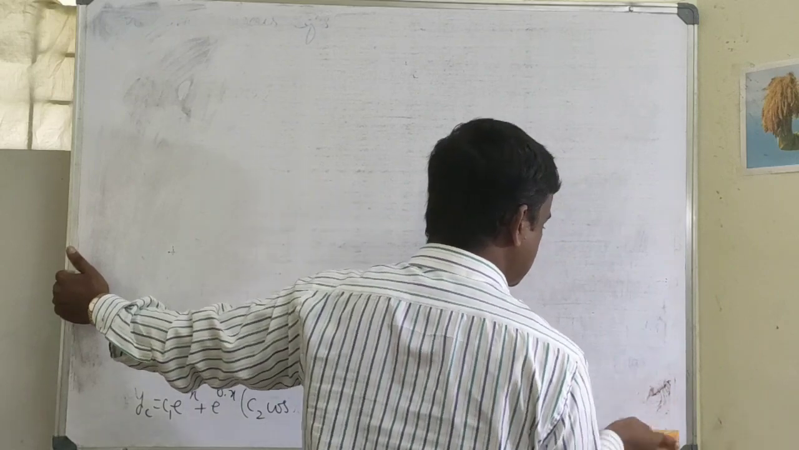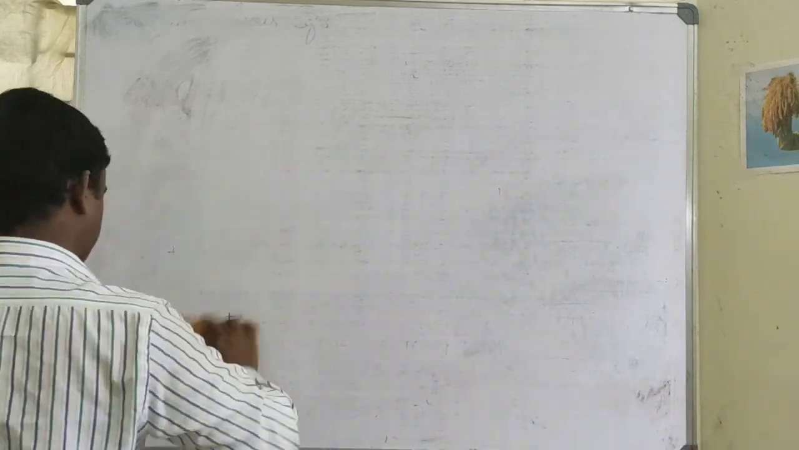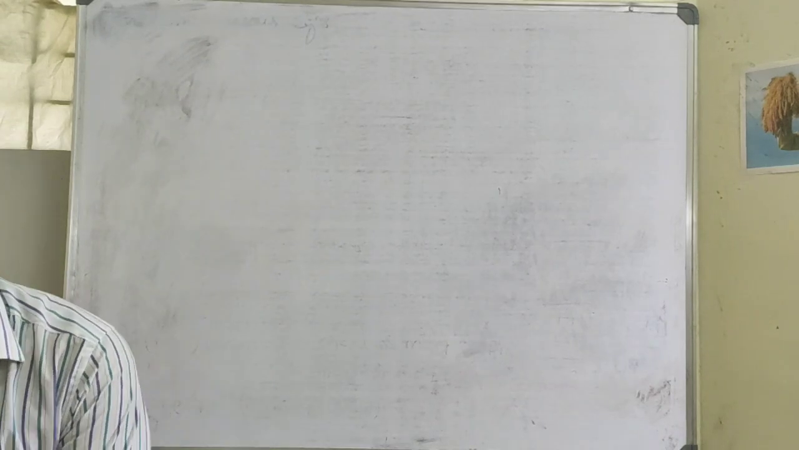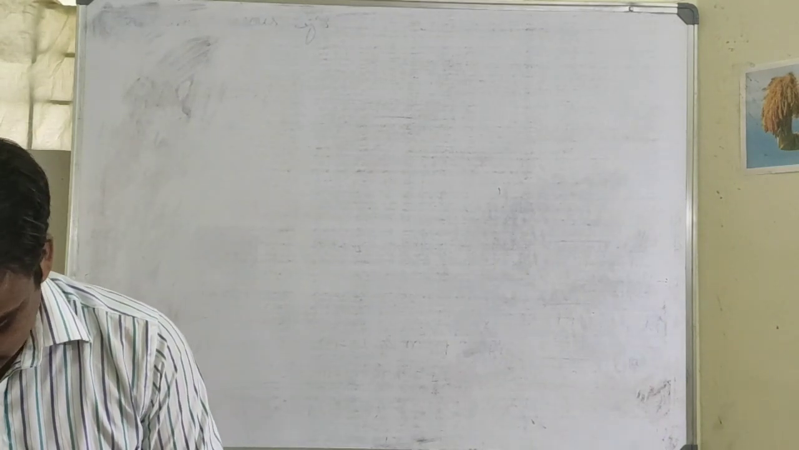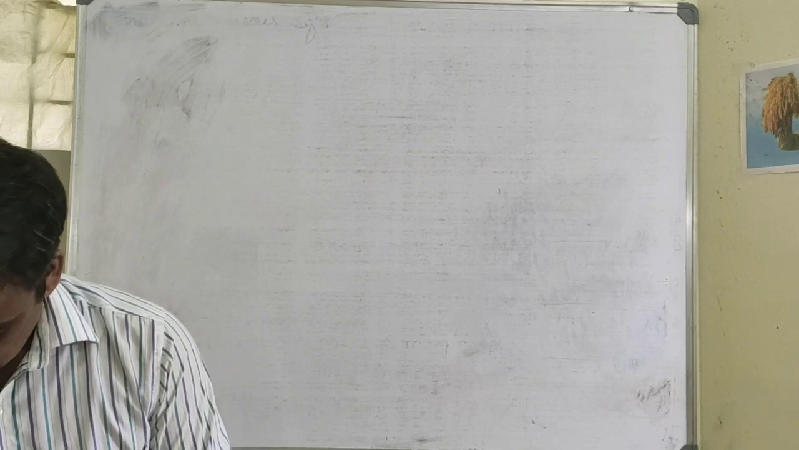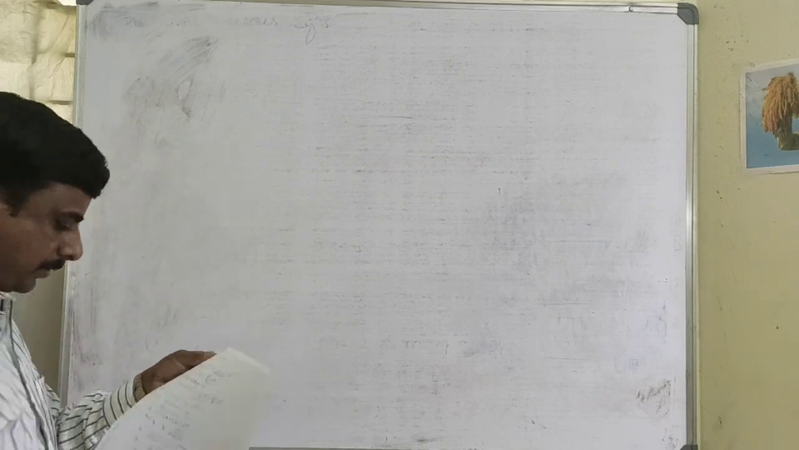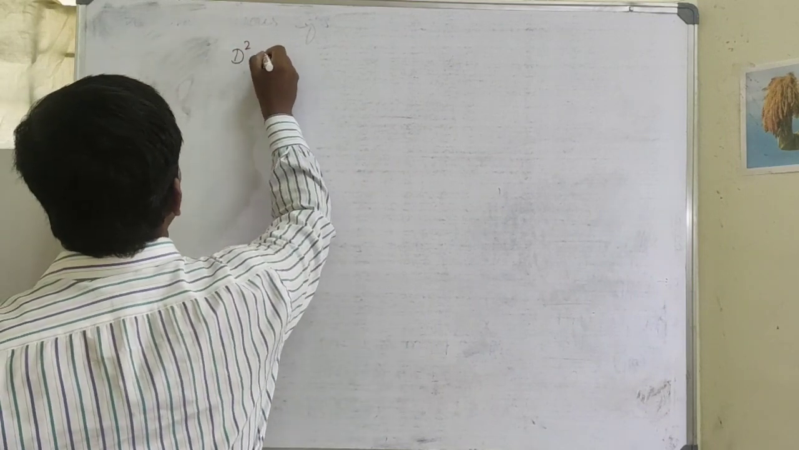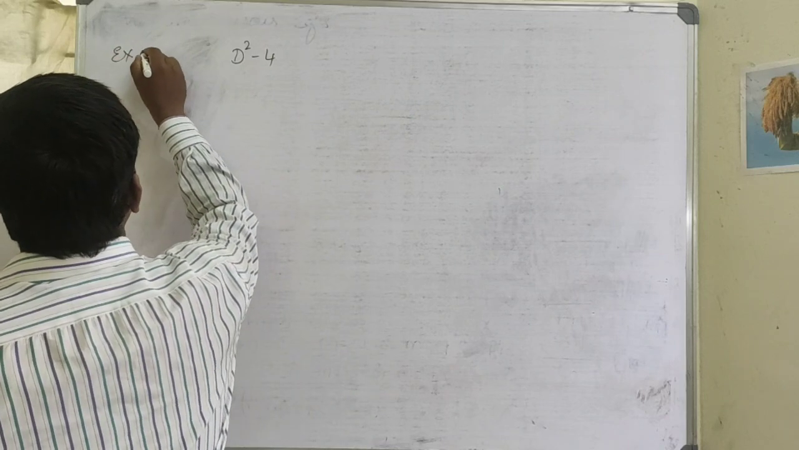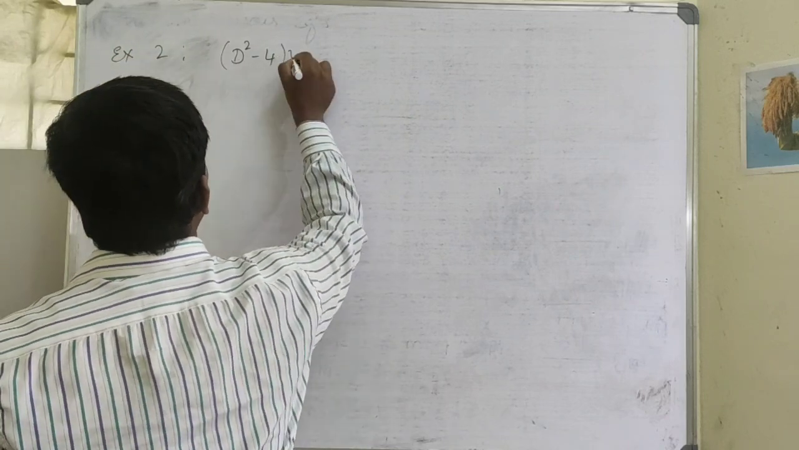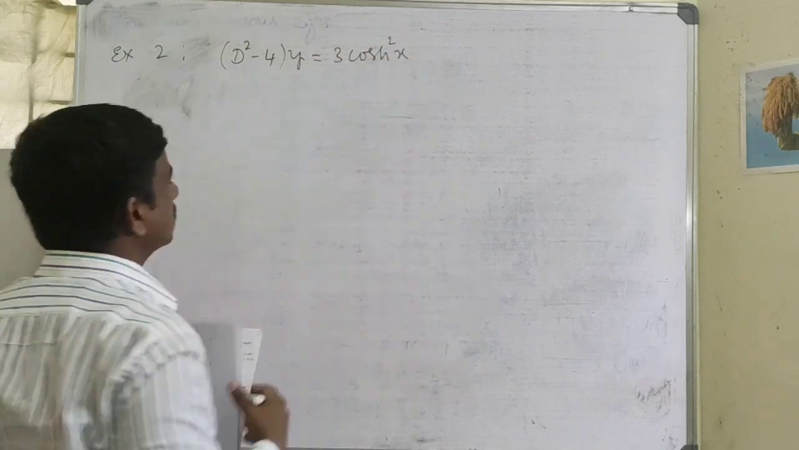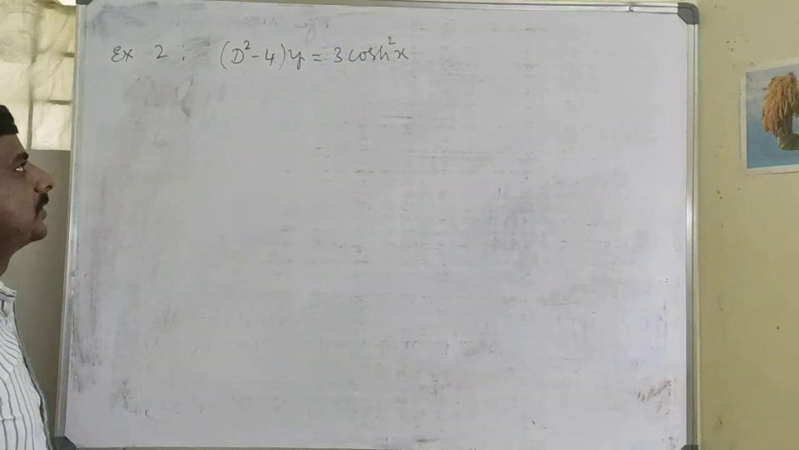Let us take another example. Example 2: d square minus 4 into y equal to 3 cos hyperbolic square x. So this is the given problem now. We need to find the solution of this.